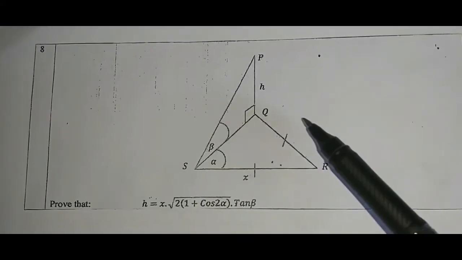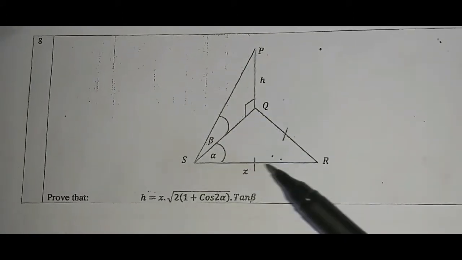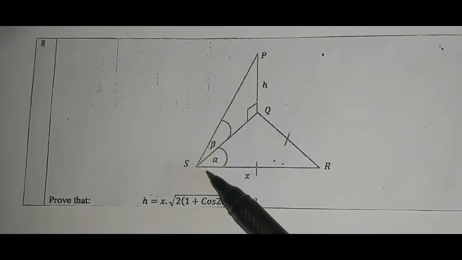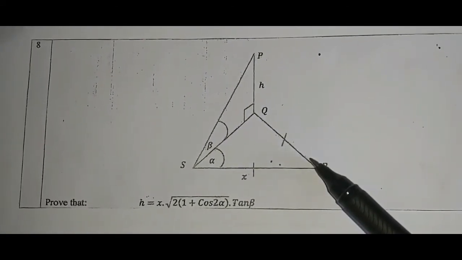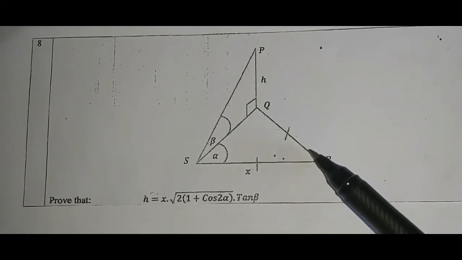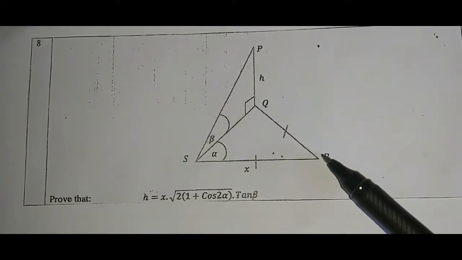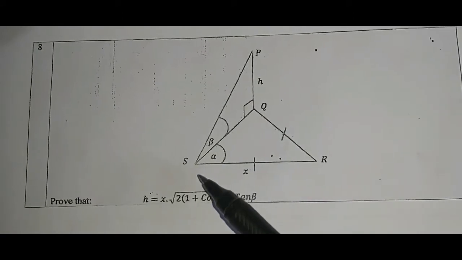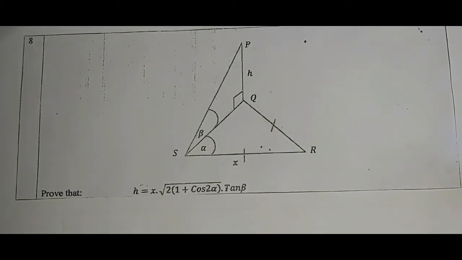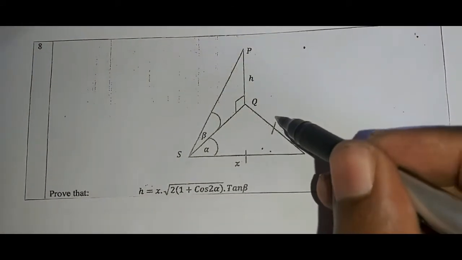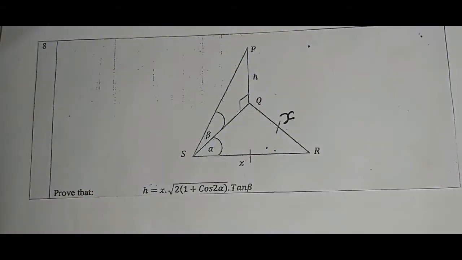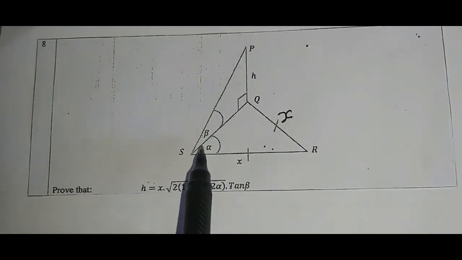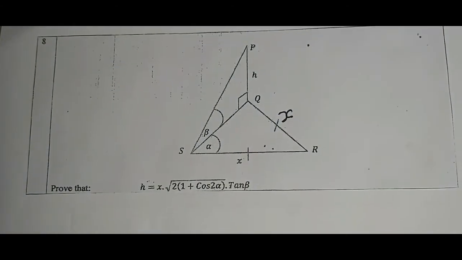Right, here we are given points Q, S, R that are in the same horizontal plane, as we can see them, whereby QR is equal to SR. Therefore, it means this side is also X. They are in the same horizontal plane.